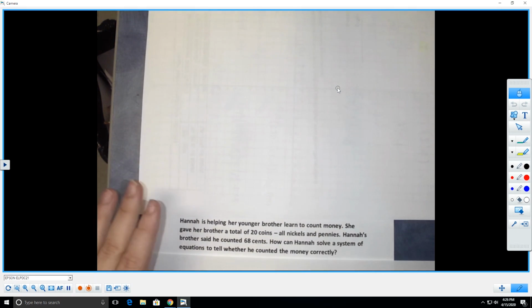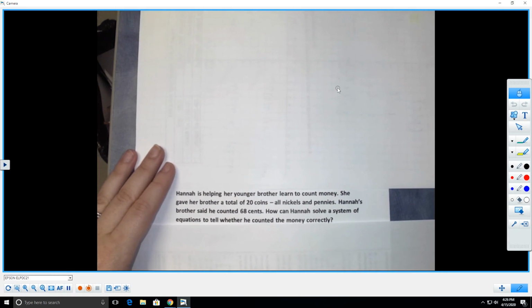Listen to the following problem, then get that pencil and paper ready. Be thinking about what information you'll need to write your system of equations as I read the problem. So here is the first one. Hannah is helping her younger brother learn to count money. She gave her brother a total of 20 coins, all nickels and pennies. Hannah's brother said he counted 68 cents. How can Hannah solve a system of equations to tell whether he counted the money correctly?